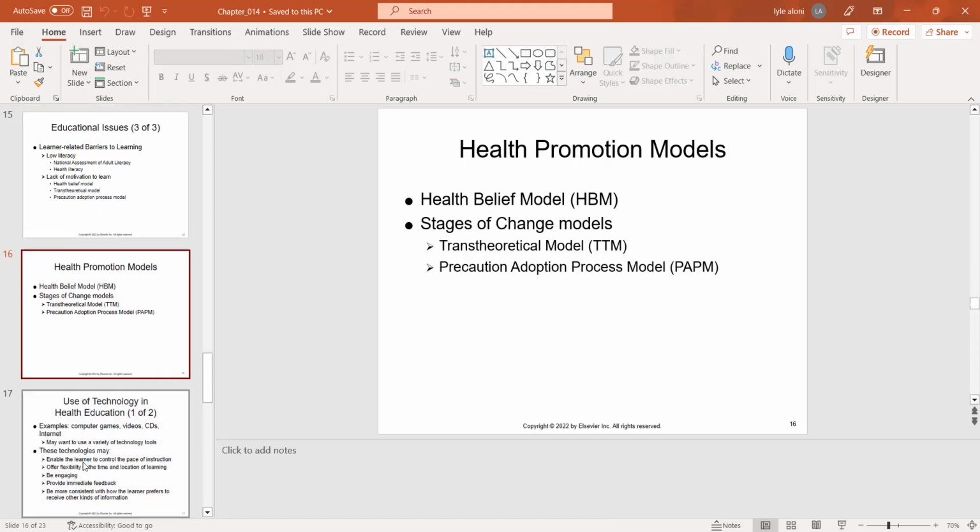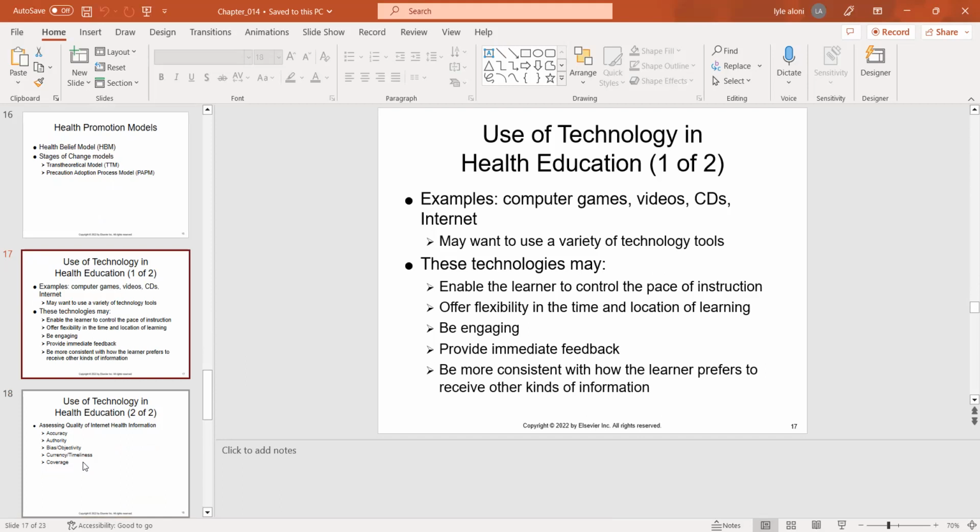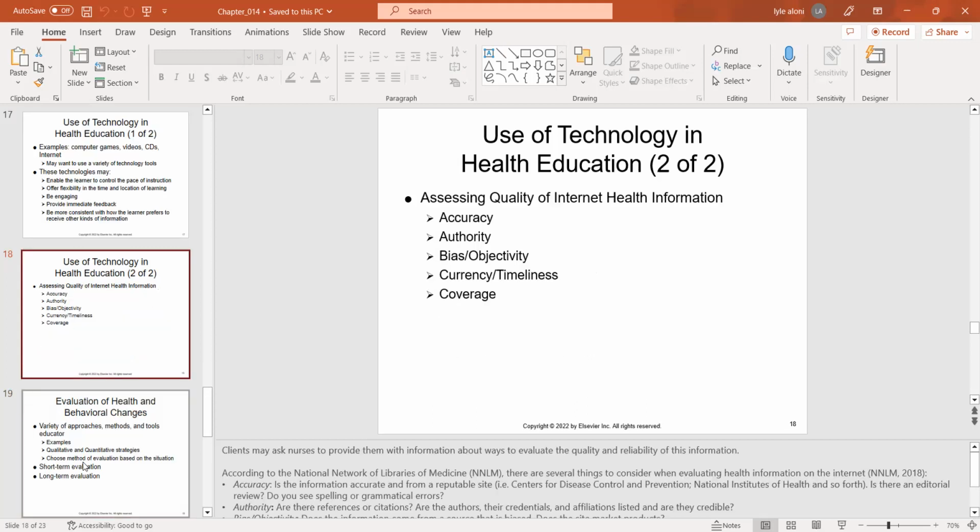So we have 2 models. We look at the health belief model and stages of change model. And we're going to take a look at technology and education. So we know that some people may want to. These technologies may enable them to control the pace of their instruction, like we're doing online education with our class. And we also know that depending on the different age categories, like our baby boomers may like more of like paper reading, that kind of thing, while our Generation X is going to want to be actively involved, doing something to participate. So online technology, gives immediate feedback sometimes if you're using that in your teaching.